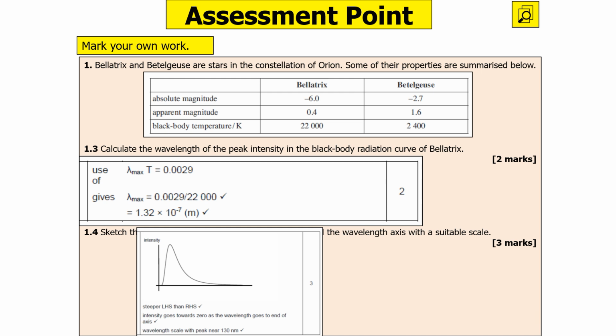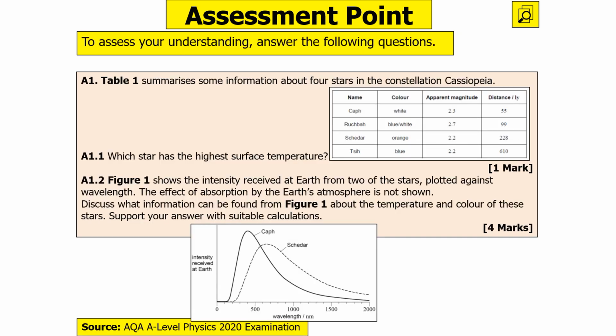The next question says Table 1 summarises some of the information about 4 stars in the constellation Cassiopeia. Firstly, which star has the highest surface temperature? And then Figure 1 shows the intensity received at Earth from 2 of the stars plotted against wavelength. The effect of absorption by the Earth's atmosphere is not shown. Discuss what information can be found from Figure 1 about the temperature and the colour of these stars. Support your answers with suitable calculations. So pause the video now, then unpause the video when you want to go through your answer.